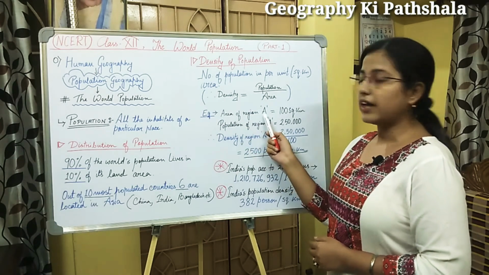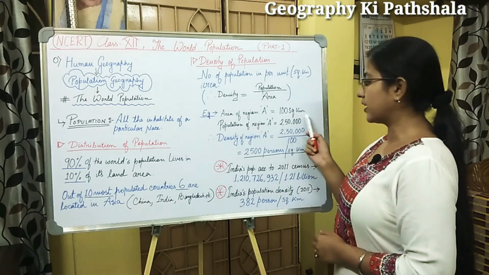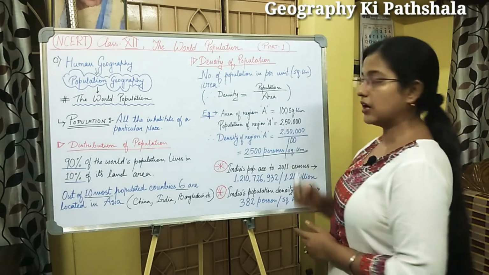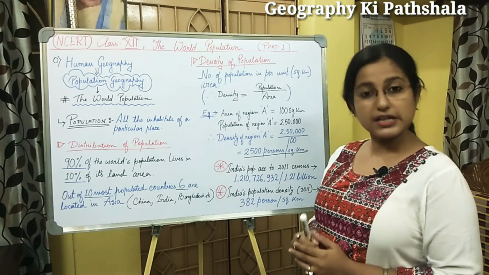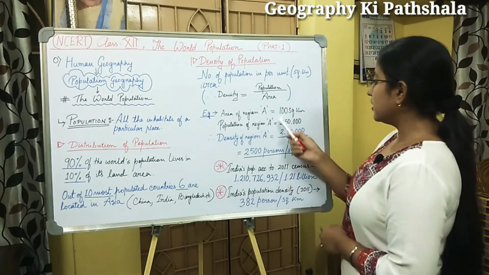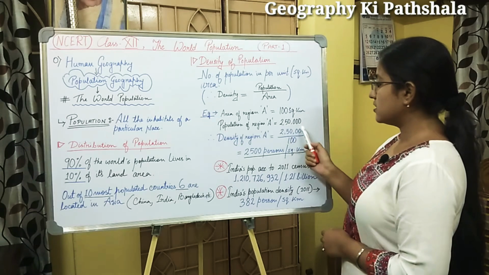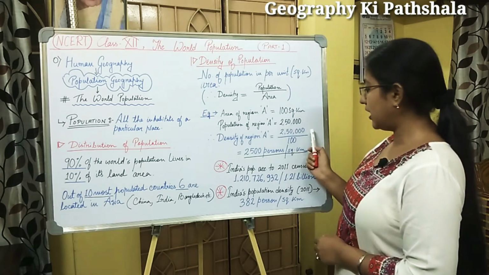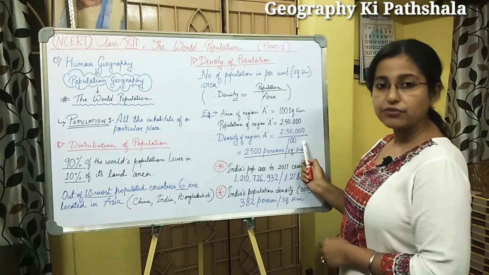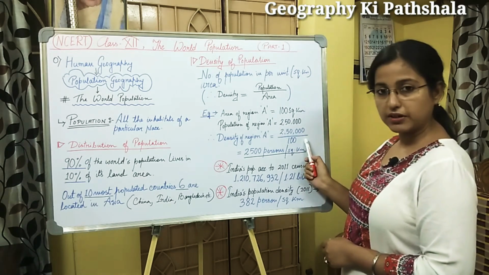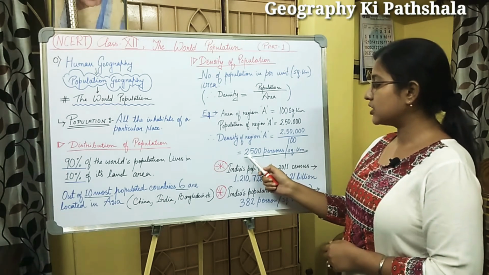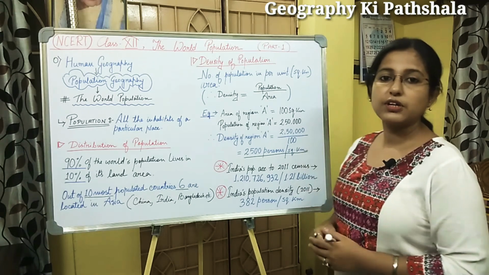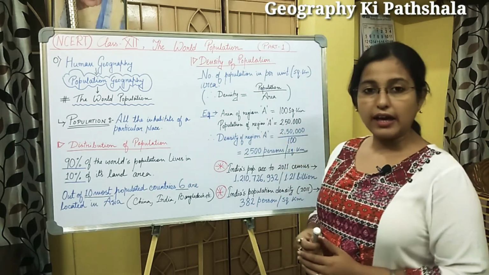Suppose region A's area is 100 square kilometer and the population of region A is 2,50,000. Then how will we get the population density of region A? This 2,50,000 is the total population. So the total population of region A divided by the area of region A, which is 100 square kilometer. The result is 2,500 persons per square kilometer. This is the population density of region A.